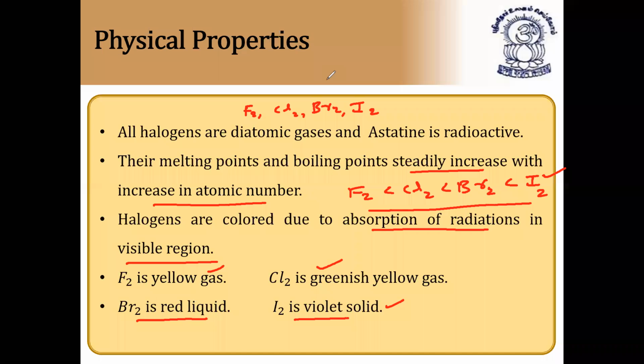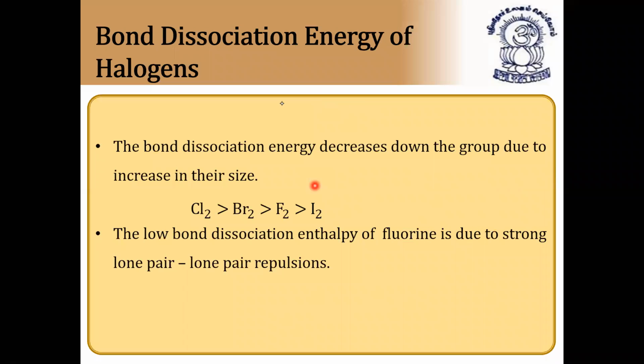Next, bond dissociation enthalpy is very, very important because they will ask this in the examination. Many times they have asked this question in entrance exams. The bond dissociation energy decreases down the group due to increasing size, and the highest bond enthalpy is of chlorine gas, then bromine, then fluorine, then iodine. This order is very, very important. So please note it down.